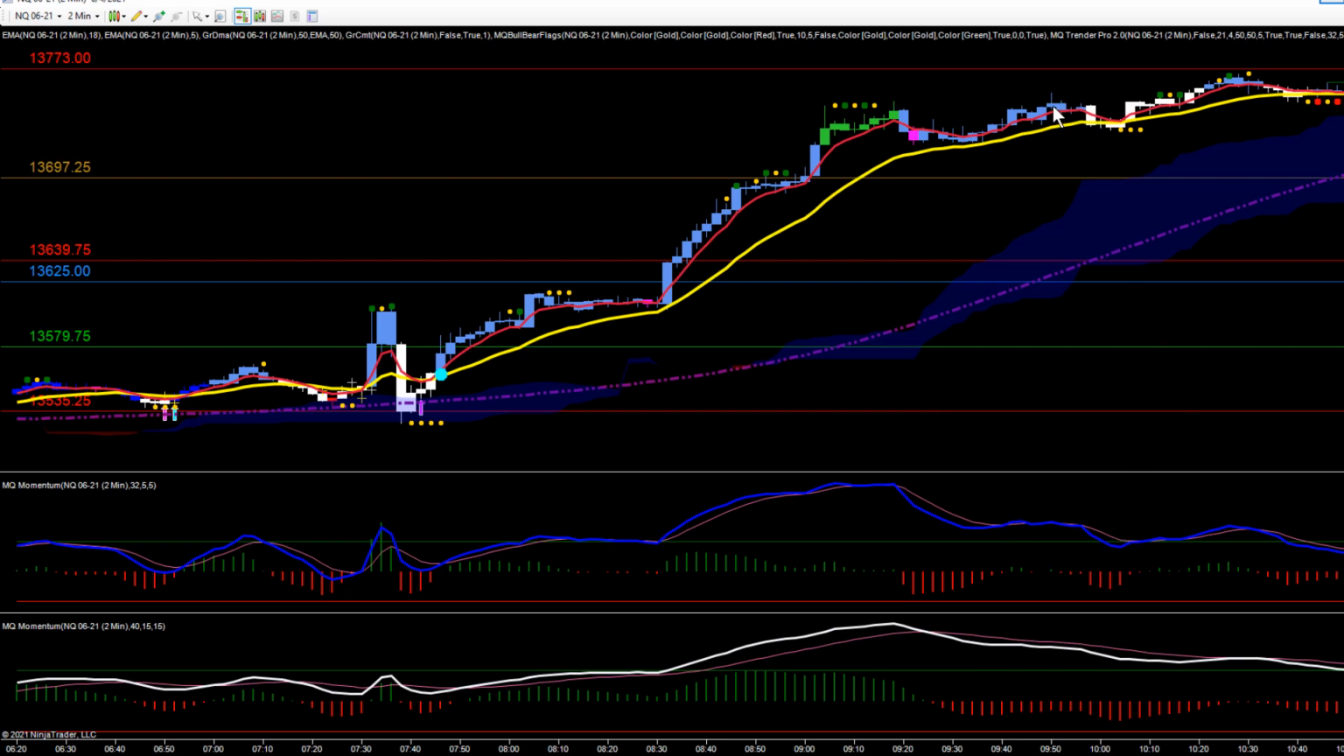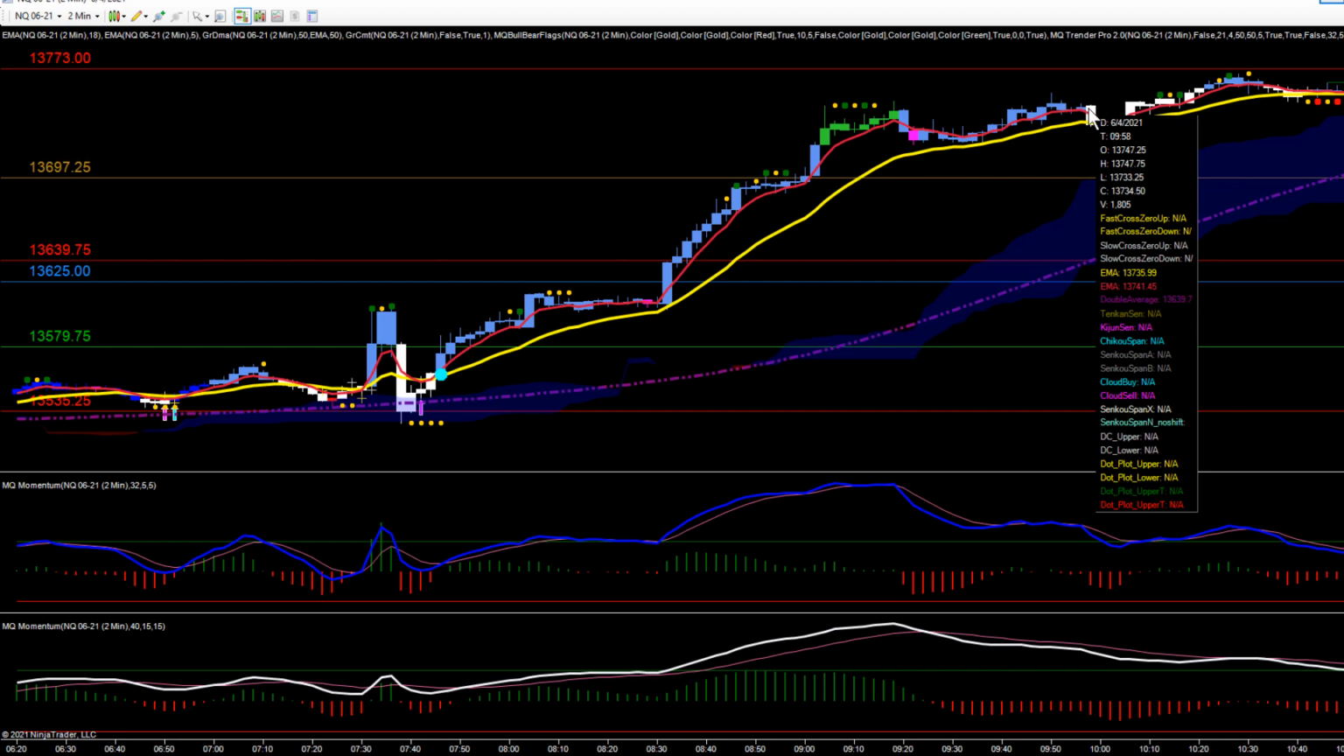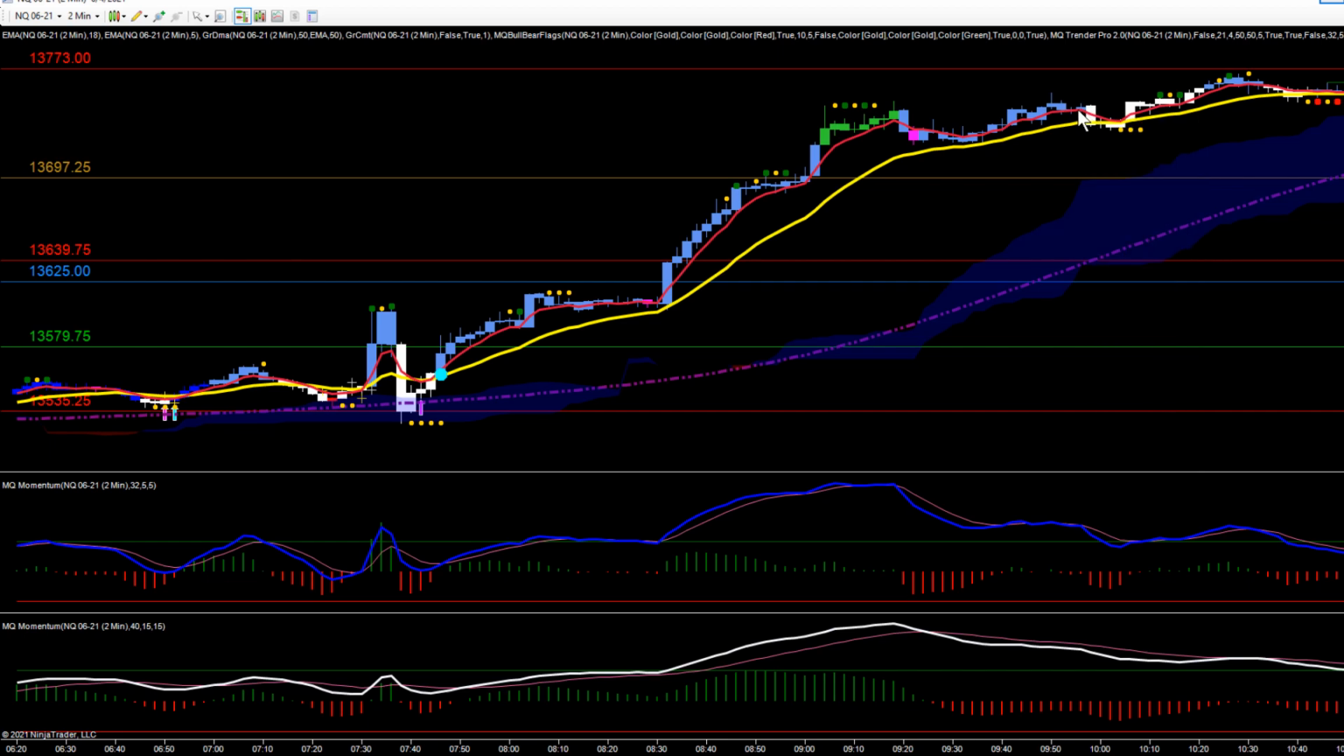Right here, Trender Pro 2.0 went from bullish bars to a neutral bar. You had a close underneath the 18 EMA with bearish divergence. Not a bad place to go ahead and take your trade off. Take profits right there. The low of that bar was 13,733. So, and you were in at 602.